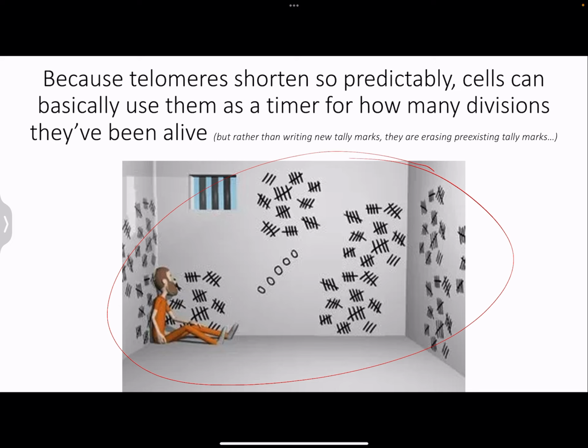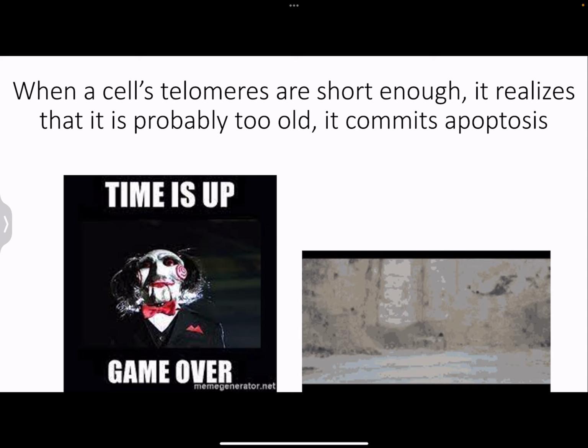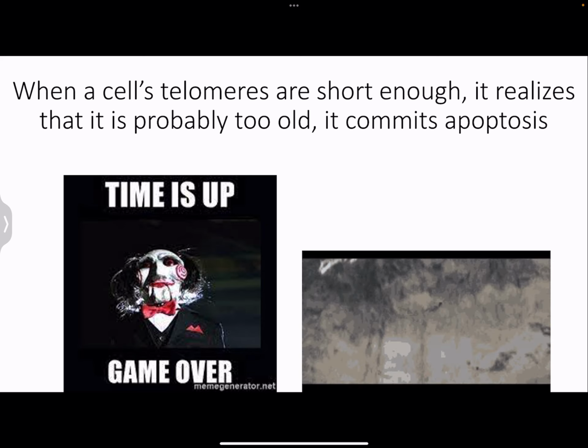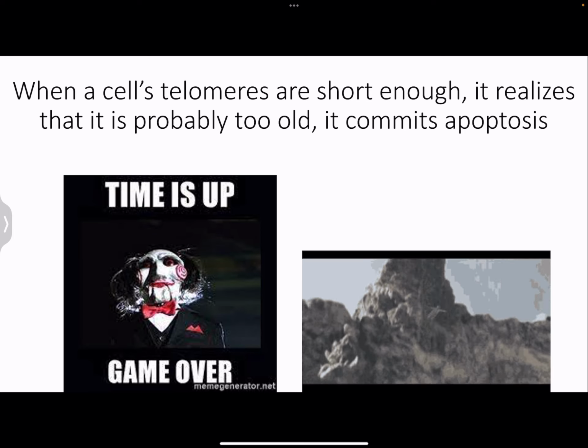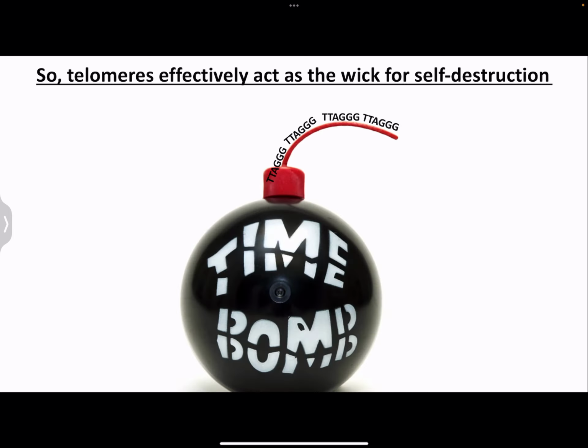They erase 100 every day or so, and then they could use that to infer how long they've been there. It's the same thing for the cell. When their telomeres get short enough, when they've erased enough of the tally marks, they go, okay, we've probably been here long enough. It's probably time to do cellular suicide.